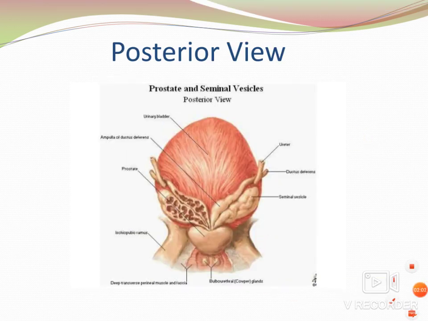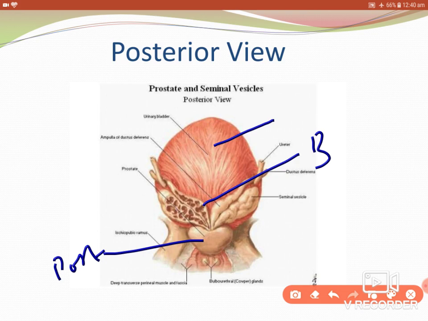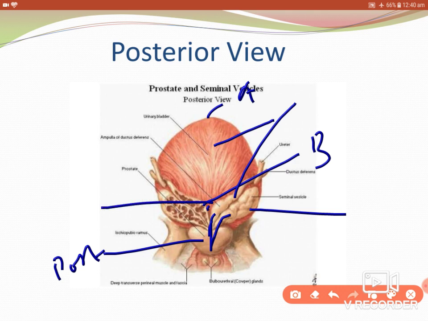Then this is the posterior view. Here we can see the urinary bladder. This is the view of the prostate from behind. This is the posterior surface of the prostate. This is the base of the bladder. There you can see the vas deferens or ductus deferens and the seminal vesicle. The seminal vesicle is a tubular glandular structure which joins with the vas deferens, forming the ejaculatory ducts, which open into the prostatic part of the urethra. The posterior surface of the bladder forms the base of the bladder.